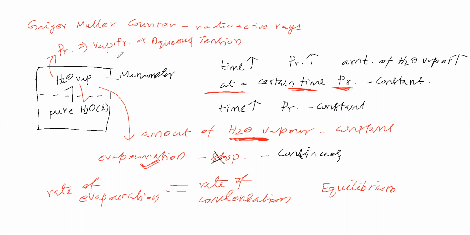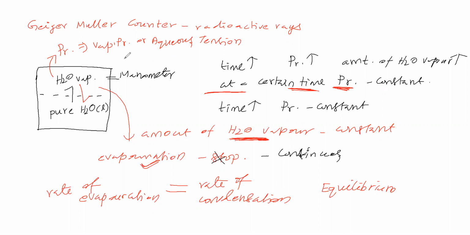So what is the vapor pressure of water? What is aqueous tension? When the water vapor is in equilibrium with the liquid water, the pressure it exerts is called the vapor pressure. So the first condition is that the water vapor should be in equilibrium with the liquid water. Then the pressure this water vapor exerts is called the vapor pressure of water. Another name is aqueous tension.